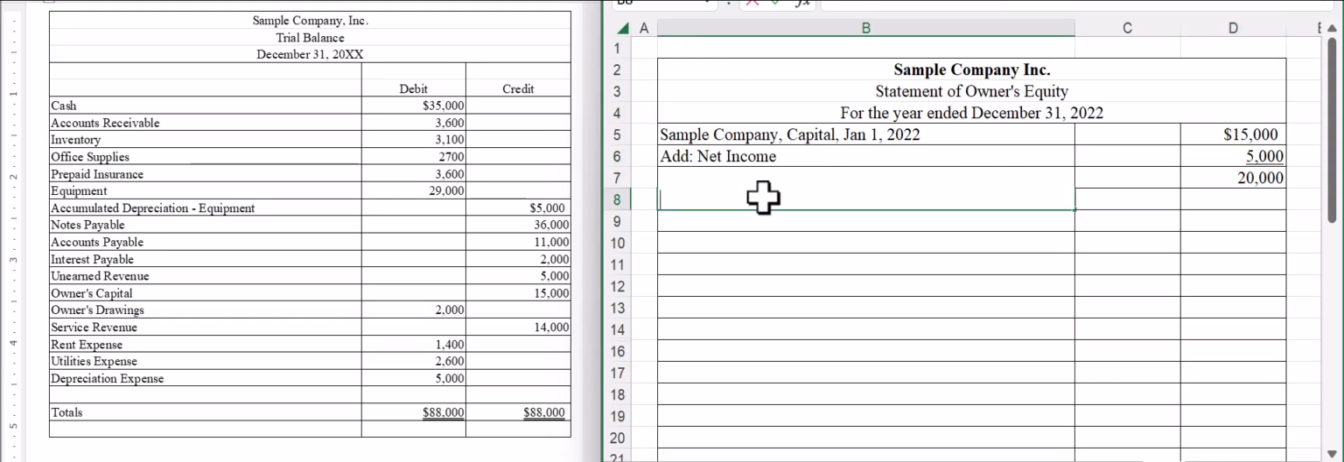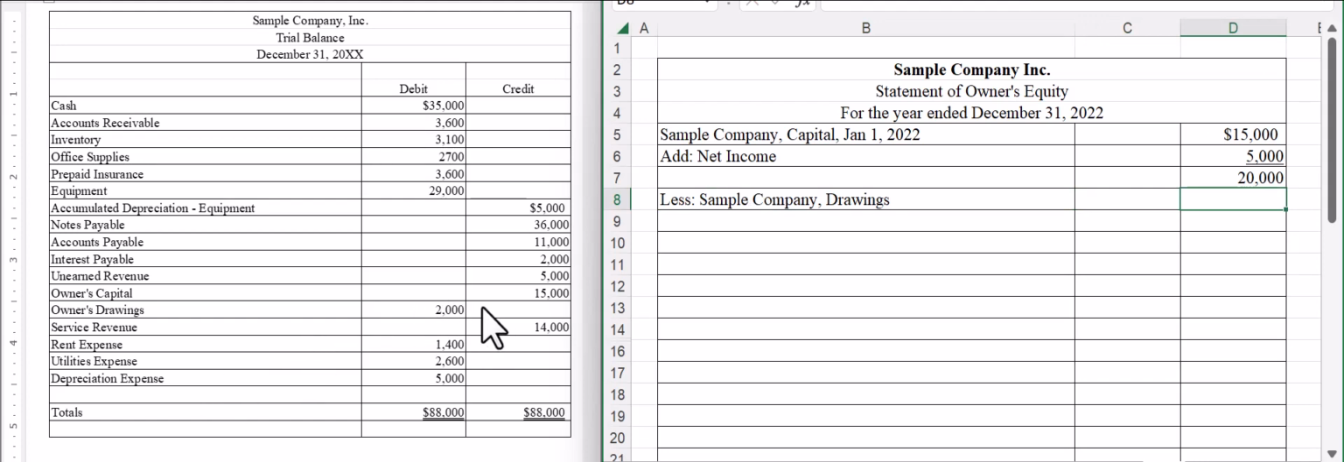The next section is less. Here is where we would have our net loss, if we had a net loss, and this is also where we have our drawings. We could say Sample Company Drawings. And we can see over here on my trial balance that my drawings were $2,000. So $2,000 goes here. And then the last line, actually before I do that, I'm going to add an underline to that 2,000 because I'm now working with 20,000 and 2,000.